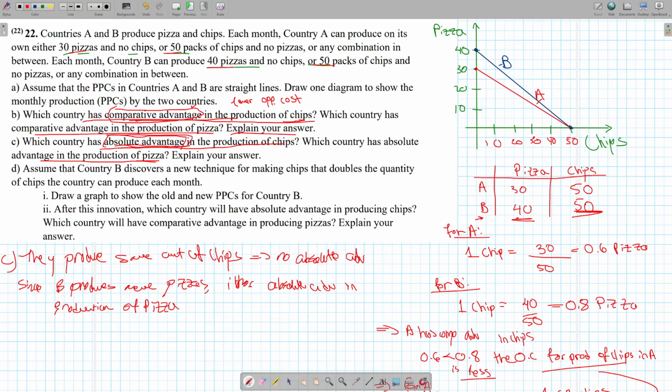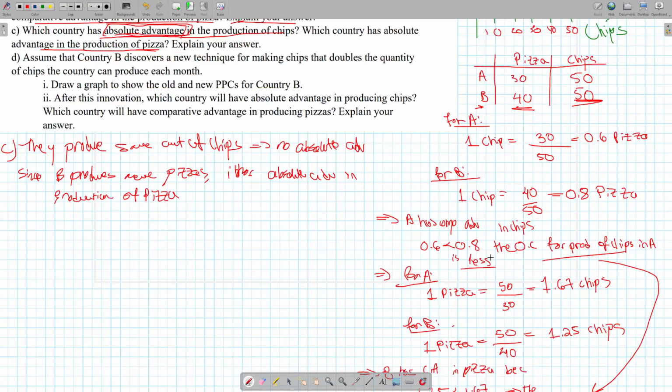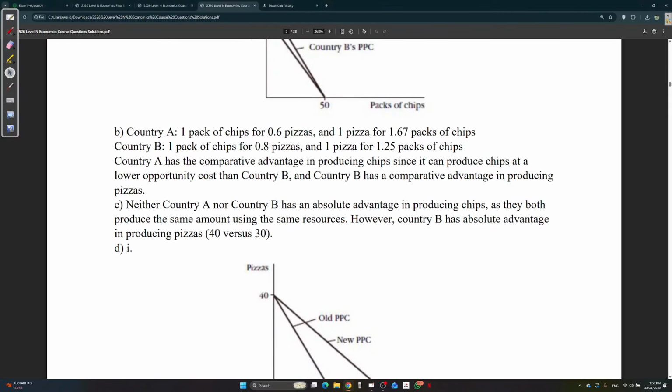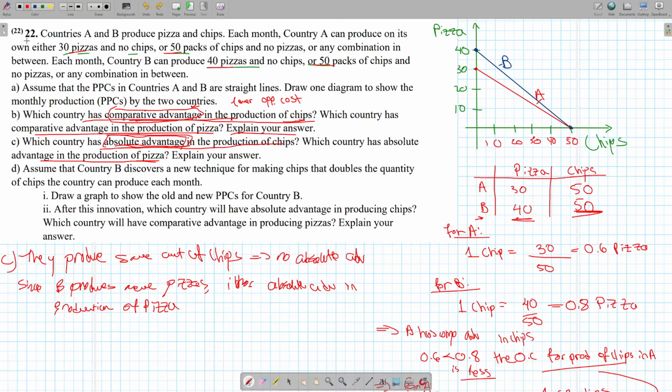Comparative, you look at the opportunity cost, you have to calculate it the same way I did it here in part B. Absolute advantage, you simply look at which one is a higher number. Okay, very easy guys. Now part D, let's see, is that what they put here? Neither A or B have an absolute advantage because they both produce the same amount. However, B has absolute advantage in producing pizzas. Again, if they tell you explain, you simply say 40 is bigger than 30.